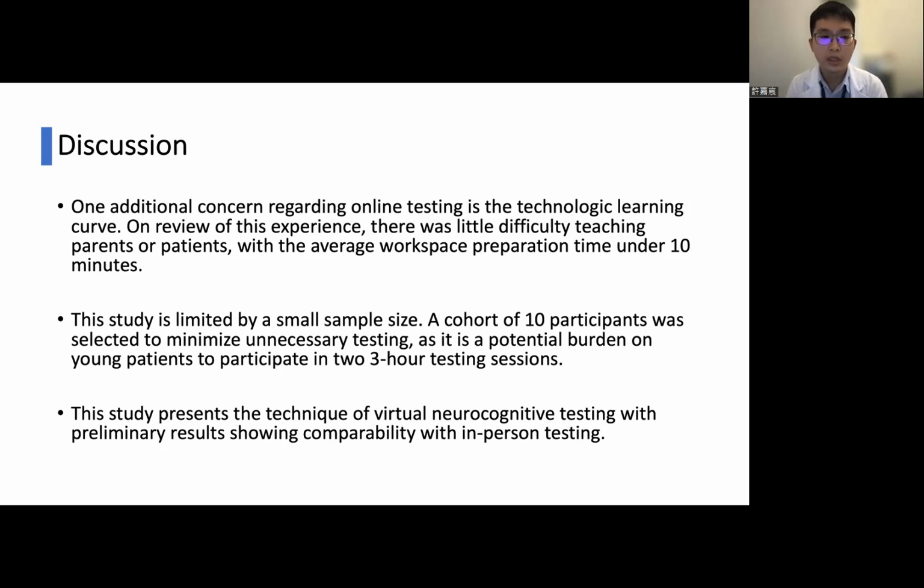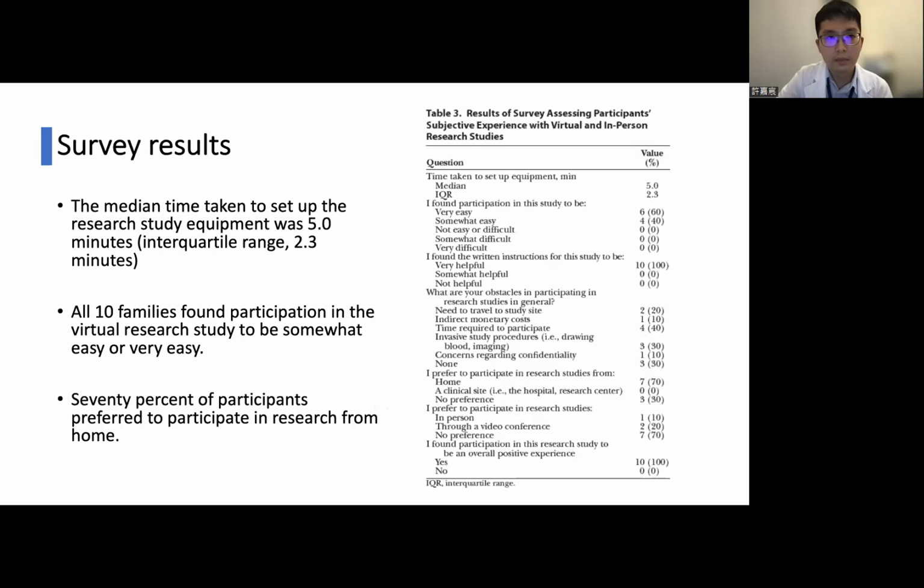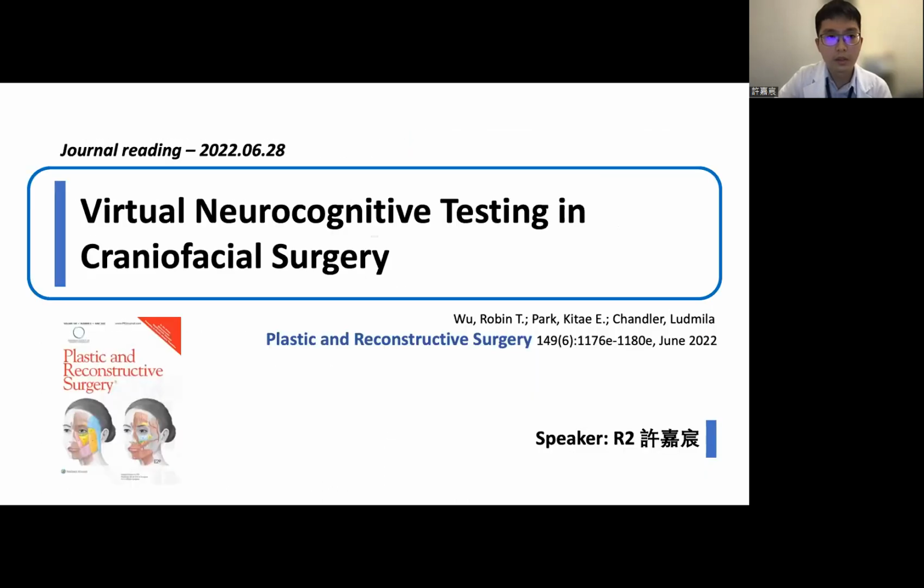And so, in conclusion, this study presented the technique of virtual neurocognitive testing with preliminary results showing comparability with in-person testing. And that is the article I shared today.